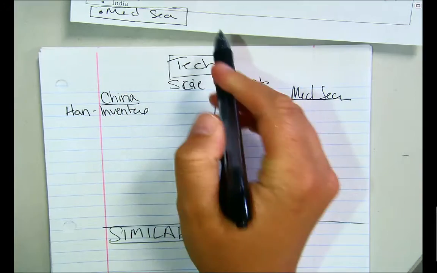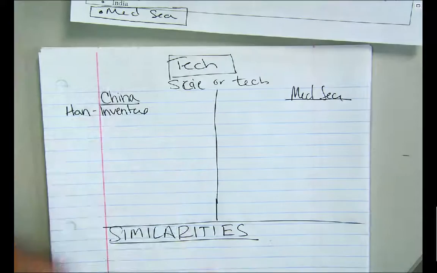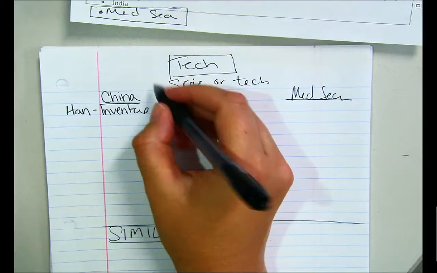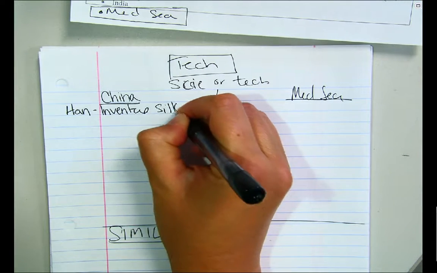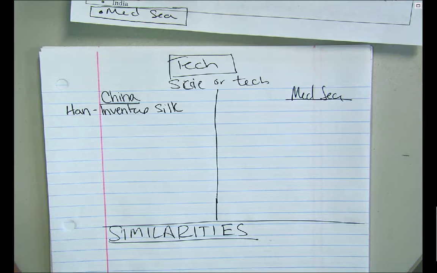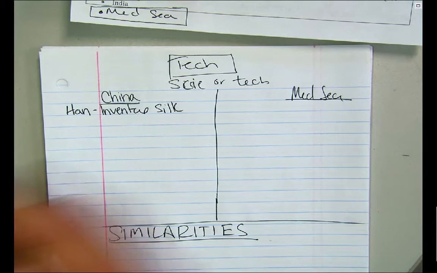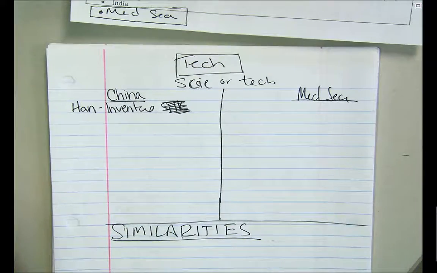Okay, now compare and contrast scientific and technical contribution. So, how helpful is the Han invention of silk? Is that helpful or not helpful? Scientific or technical? Doesn't answer the prompt. If it was an economic one, would it work? Yes. Is it an economic one? No, so it doesn't work.